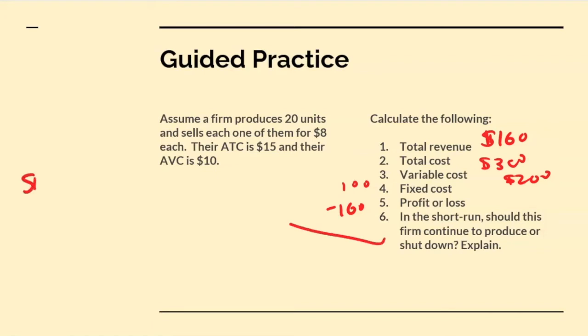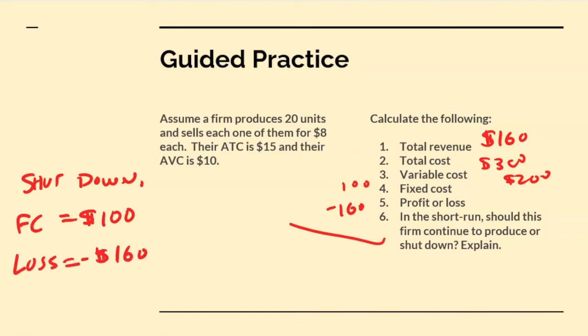Well, here we are going to say this firm should shut down. Why? Well, our fixed costs are $100, and our loss is a negative 160. So even if this firm continued to produce, this firm would still incur $160 worth of loss. However, if this firm shut down, they would only be losing $100 here. So it's in this firm's best interest to actually shut down, because if they continue to produce, they will be losing an extra $60 compared to just losing their fixed cost of doing business.